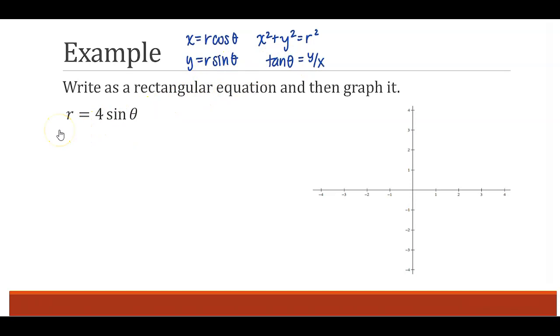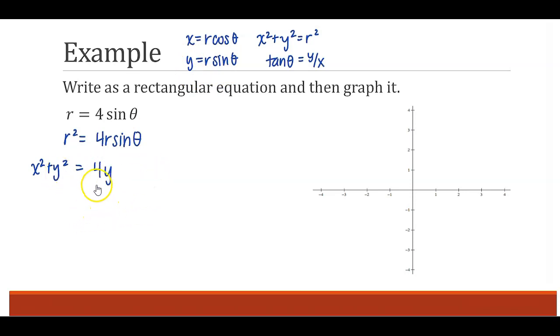On this example, what I'm going to do is multiply each side by r to give us r squared on the left and 4r sine theta on the right. Because now r squared is equal to x squared plus y squared, and on the right hand side I have 4 times r sine theta. Well, r sine theta is just y, so I have equals 4y.